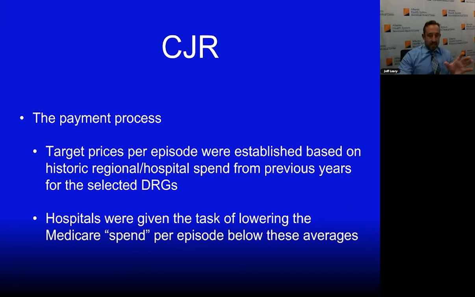And then what they said is the hospitals are now responsible for lowering the cost, or the Medicare spend, how much they're spending per episode, and you have to keep it below the average price. They give them target prices. Now the goal or the mission that these hospitals were given is you have to now do it for less than that.